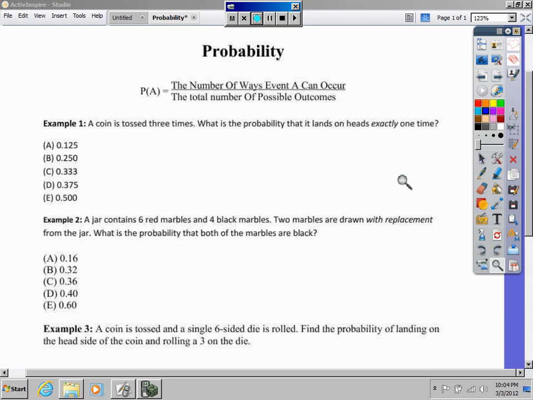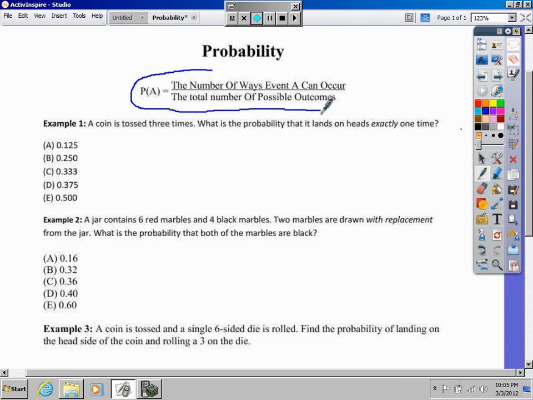Okay, this next topic we're going to look at probability and really what probability is, with a couple different examples, just a real quick explanation of that. So when we talk about the probability of an event, the probability of event A is the number of ways event A can occur divided by the total number of possible outcomes.